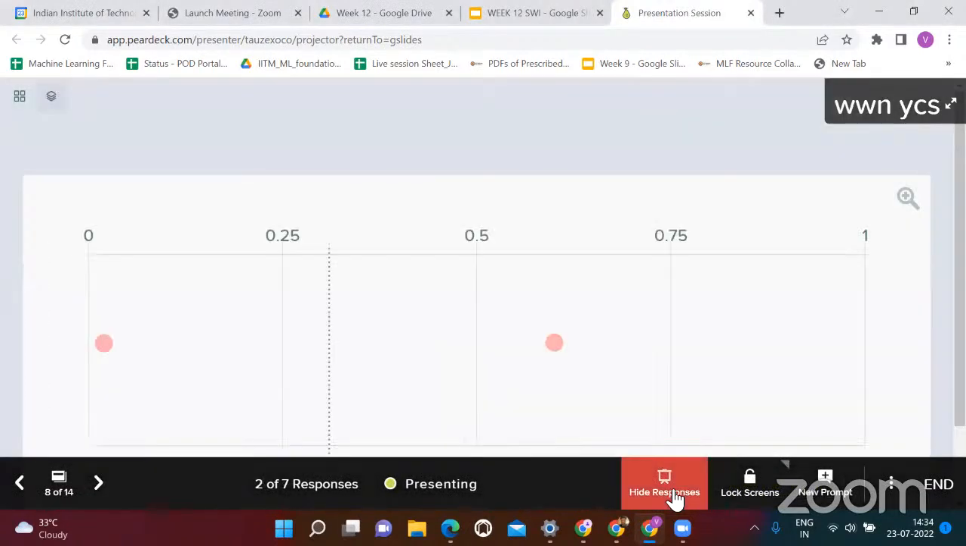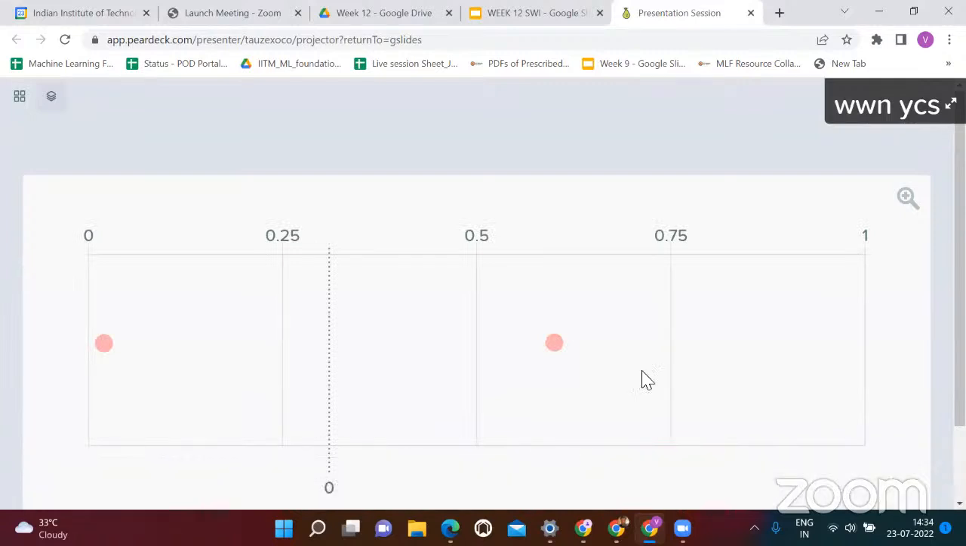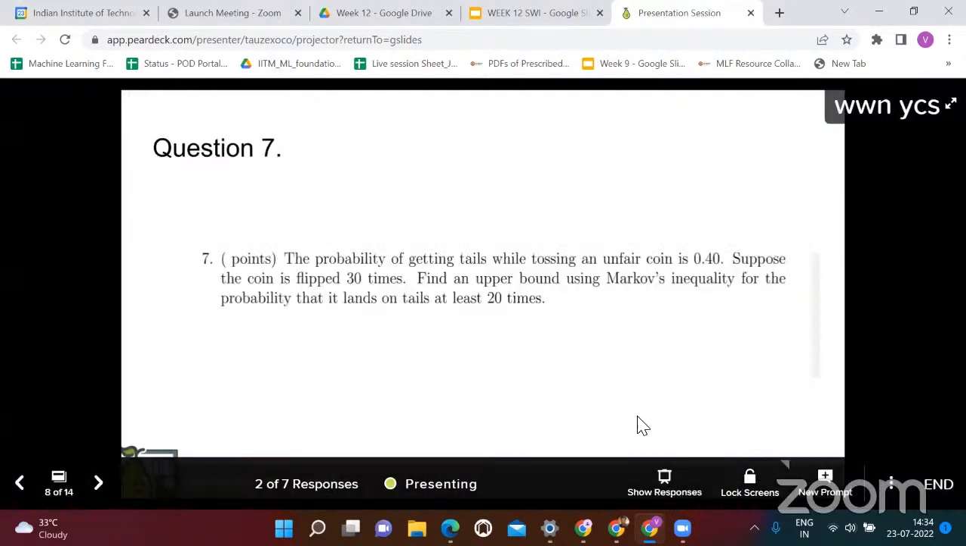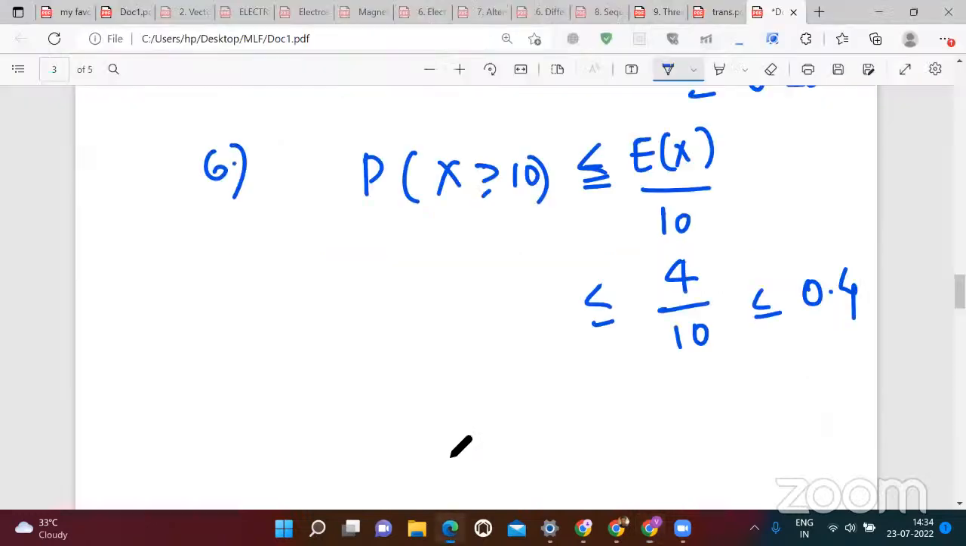Okay, I'll solve this problem. So the probability of getting tails while tossing an unfair coin, you already have, is 0.4. The n here is 30, and now you need to calculate the upper bound using Markov's inequality.